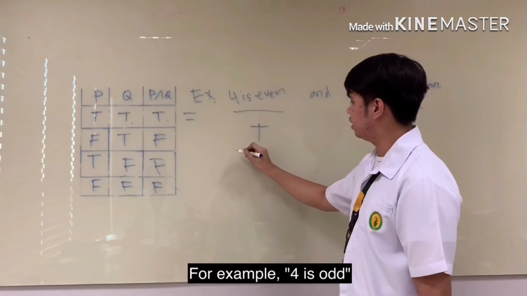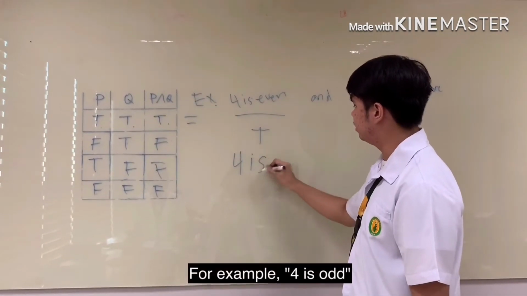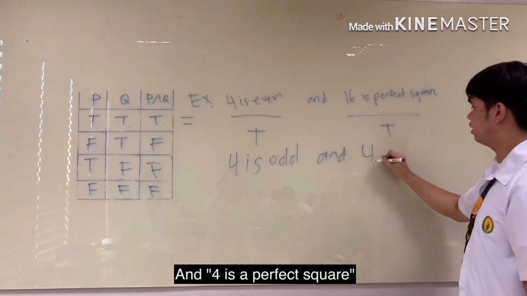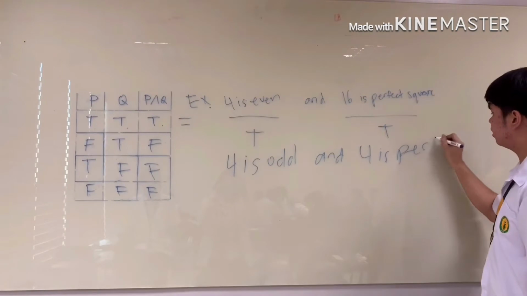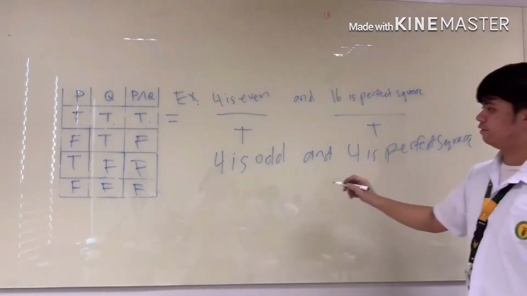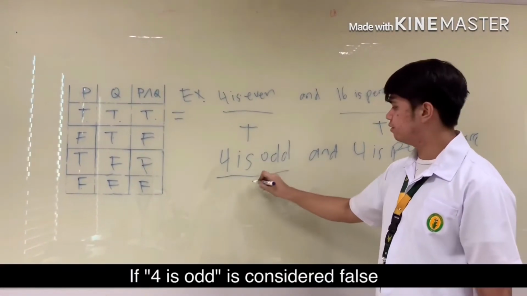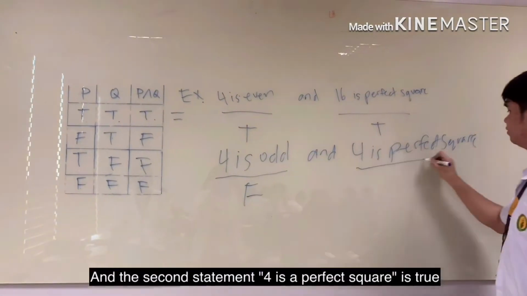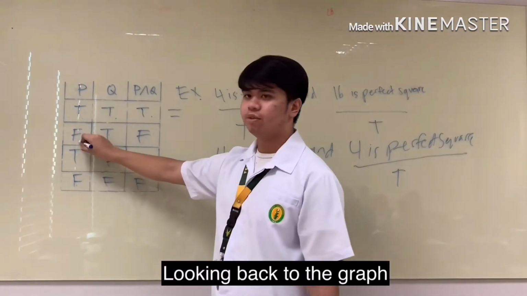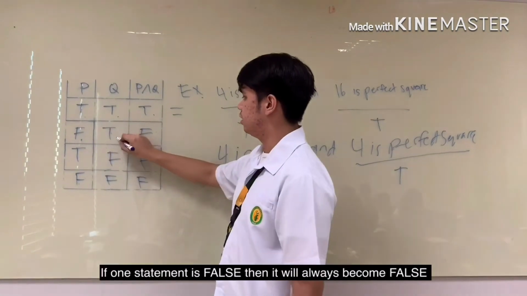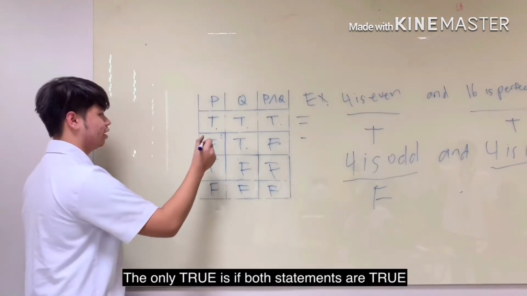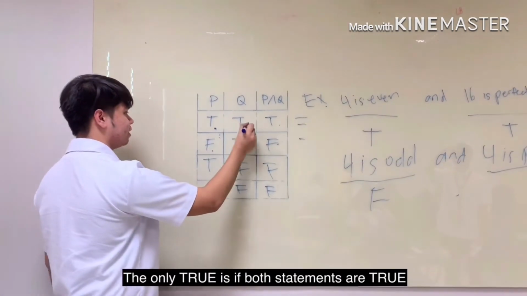Another example: 4 is odd and 4 is a perfect square. 4 is odd is considered false, and the second statement, 4 is a perfect square, is true. Looking back at the table, if one statement is false, it will always become false. As you can see here in the truth table, it is only true if both statements are true.